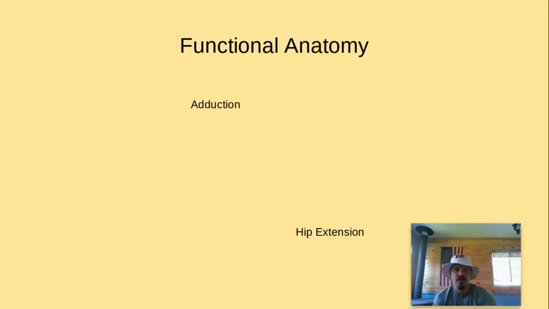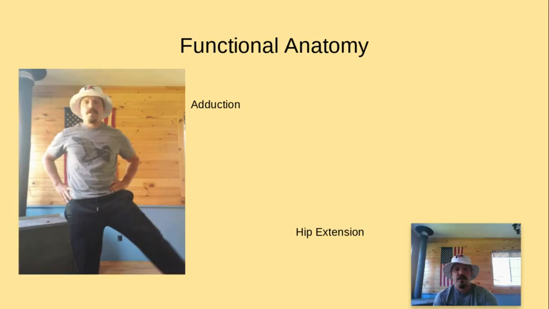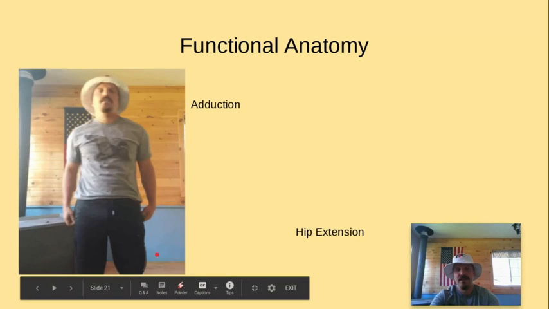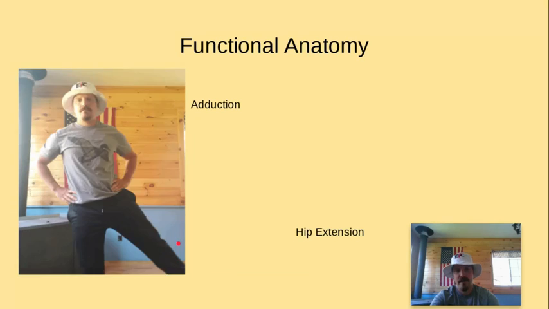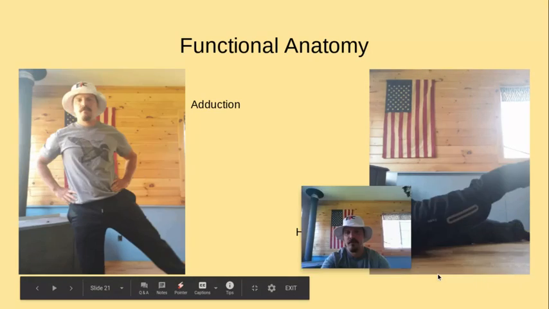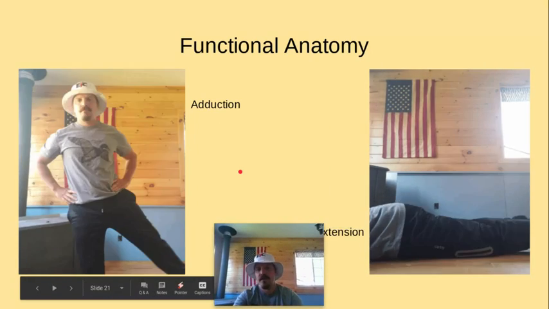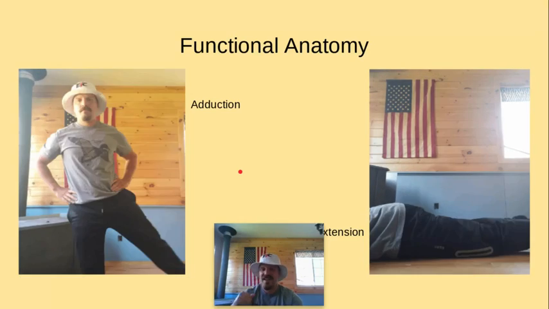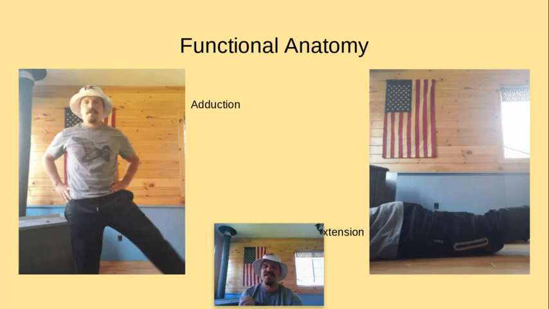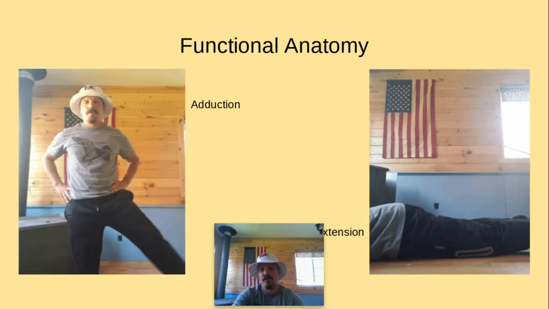So to show you those, I tried to do this the best I could. Basically, remember with adduction, we're starting on the outside here and bringing that limb towards the midline, okay? And then hip extension would be, again, prone, but instead of bending and using my hamstrings to bend my knee, I'm using that gluteus maximus to forcefully extend the hip upward, okay?